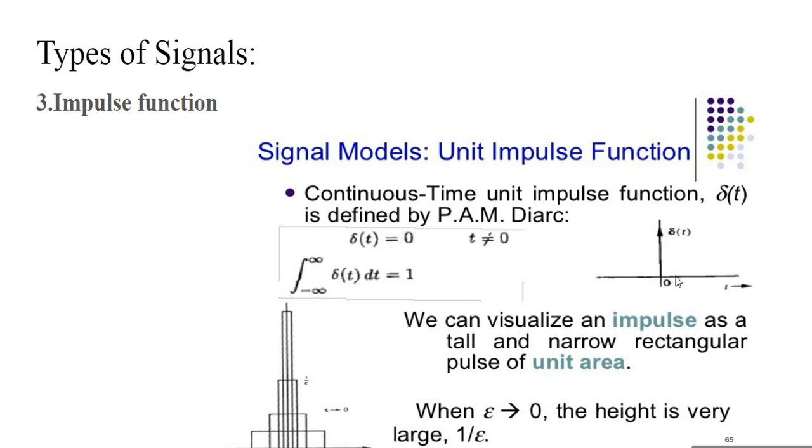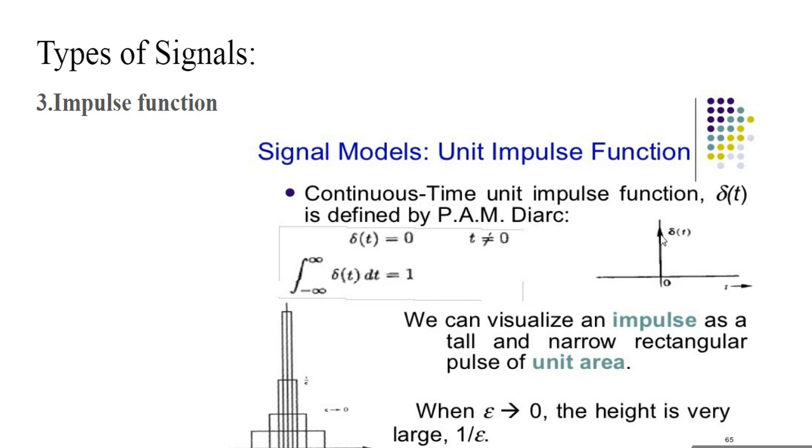In the remaining cases, when t is greater than 0 or t is less than 0, its amplitude is simply 0. So here we can see the mathematical notation: del of t equals 0 when t is not equal to 0. It means only when t equals 0 is the condition applicable. So this is a theoretical assumption. At the t equals 0 time sample only, its amplitude is different.